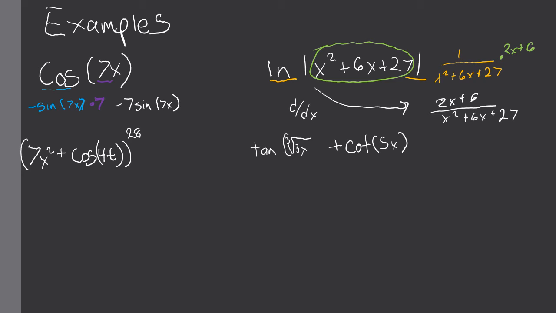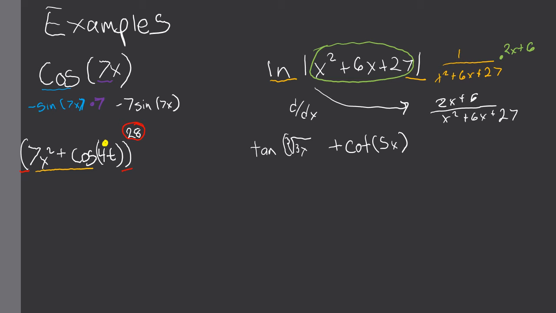Moving on, we've got this 7x squared plus cosine 4t to the 28th. Now, this actually has more than one step for the chain rule. Our outer function is this to the 28th. Then we have an inner function with the 7x squared and the cosine. Then we have to remember there's another inner function kind of jam-packed in there.